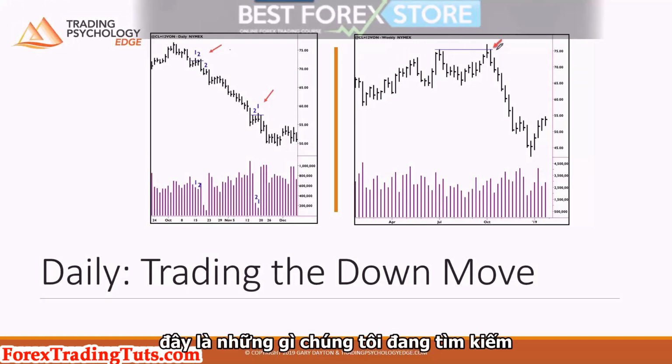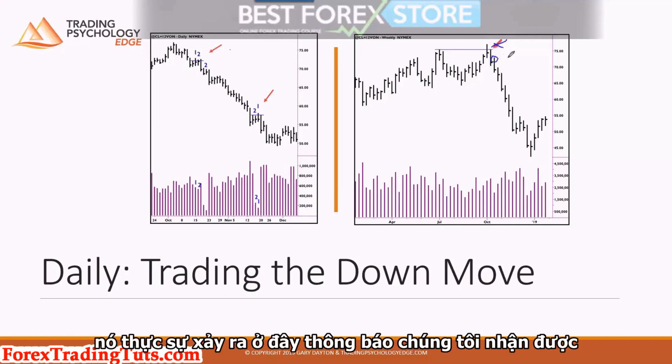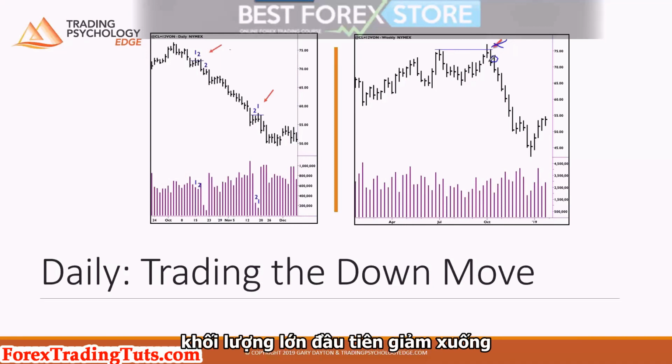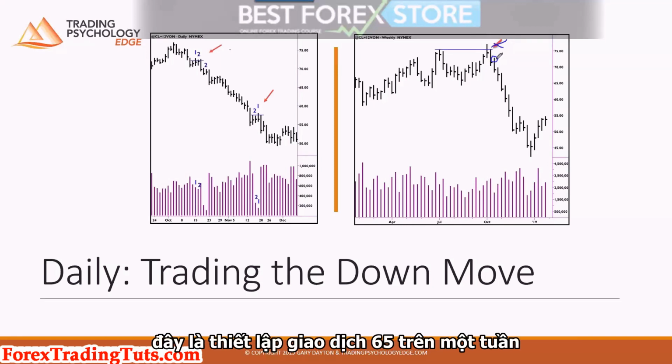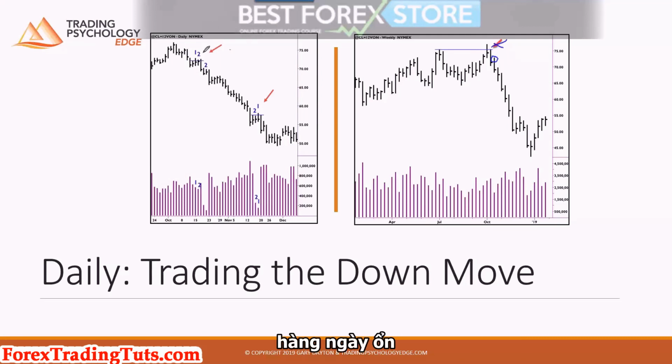So here's what we're looking for: a short that actually occurs in here. This is misplaced. This is incorrect. It actually occurs in here. Notice we get that first large volume down. This is the 65 trade setup on a weekly daily, okay? So on that weekly, we've got two weeks in here really.